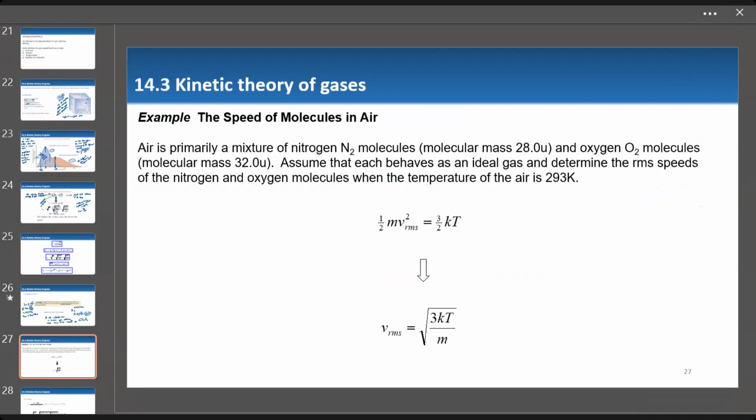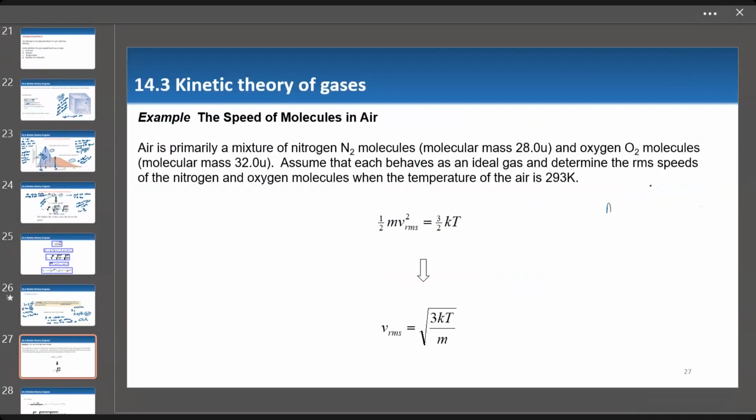In this question, air is primarily a mixture of nitrogen N2 molecules of molecular mass 28 unit and oxygen O2 molecules of molecular mass 32 unit. Assume that each behaves as an ideal gas and determine the RMS speeds of the nitrogen and oxygen molecules when the temperature of the air is 293 Kelvin. So, okay, what are we given?